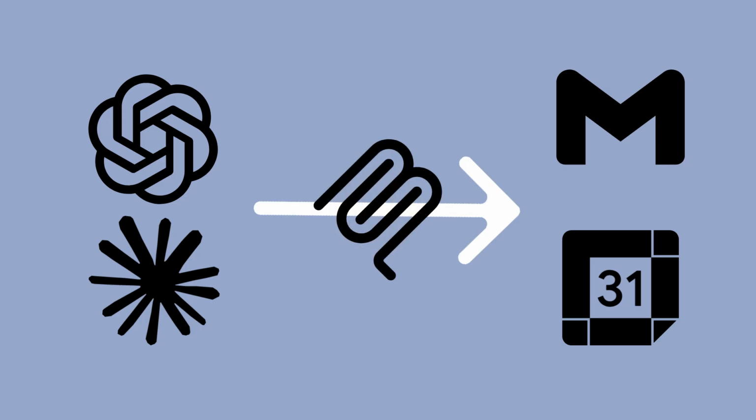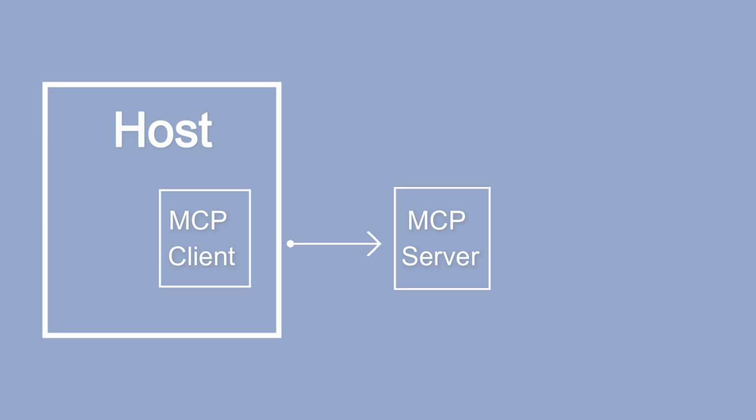The AI application you are using, ChatGPT, Claude Desktop, or any other AI assistant, is called the host. The host has an MCP client. Its job is to communicate with MCP servers. The MCP server acts as an adapter between the AI assistant and real applications like Gmail, Calendar, or Drive. And here's an important point. The MCP server can be built by the application provider itself or even by developers like us.